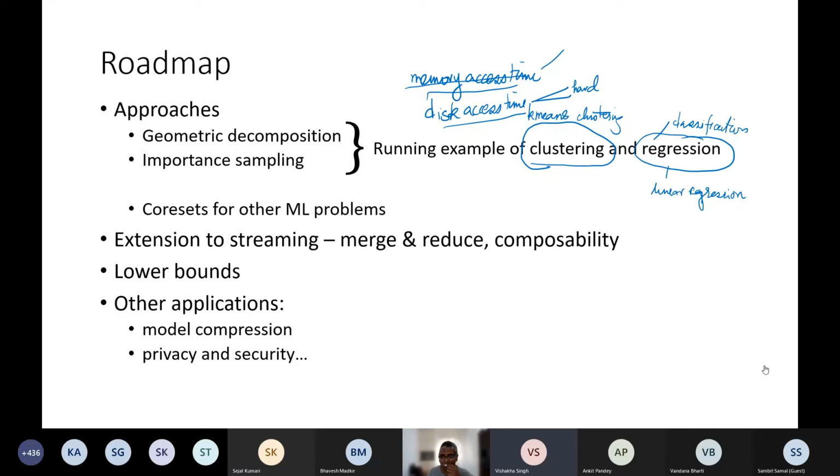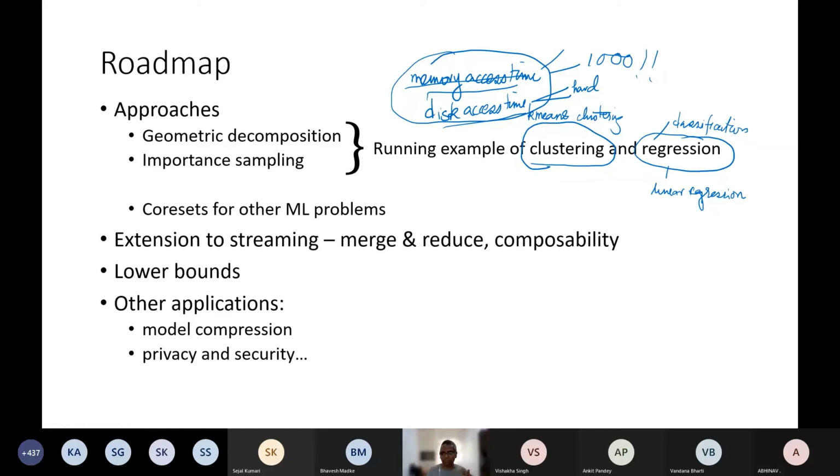More than 1,000 times. More than 1,000. So basically that's correct, Om. Thank you. So the disk access time is a factor of more than 1,000 more than the memory access time. And that is very significant.